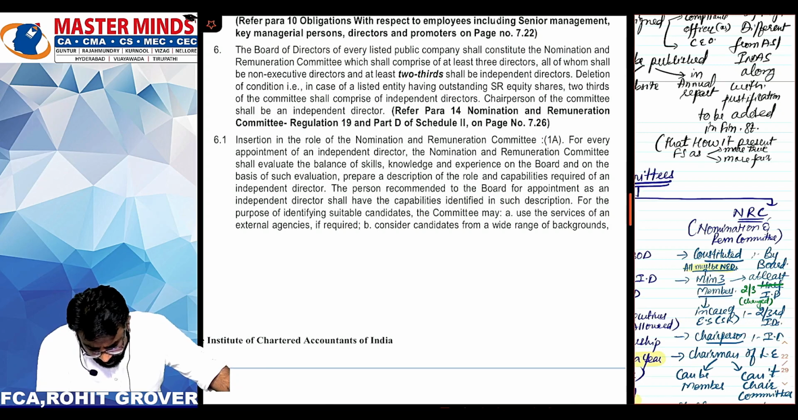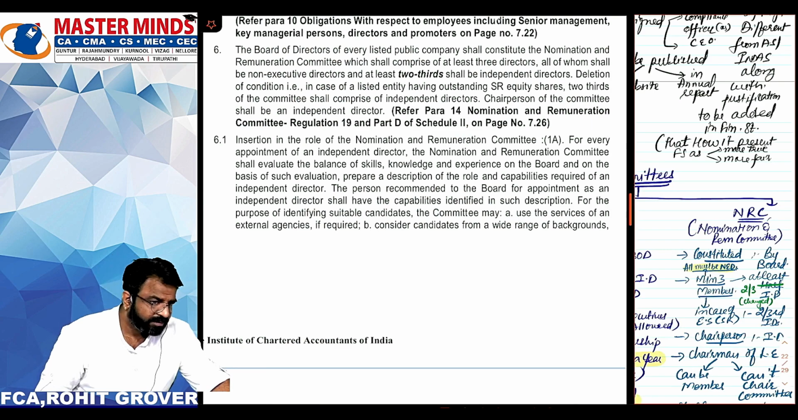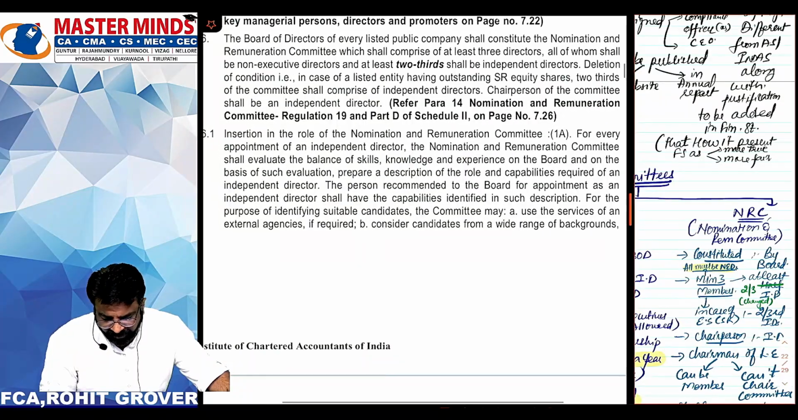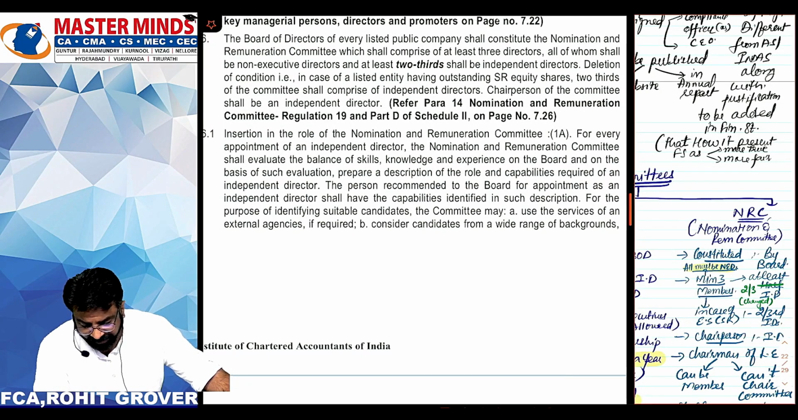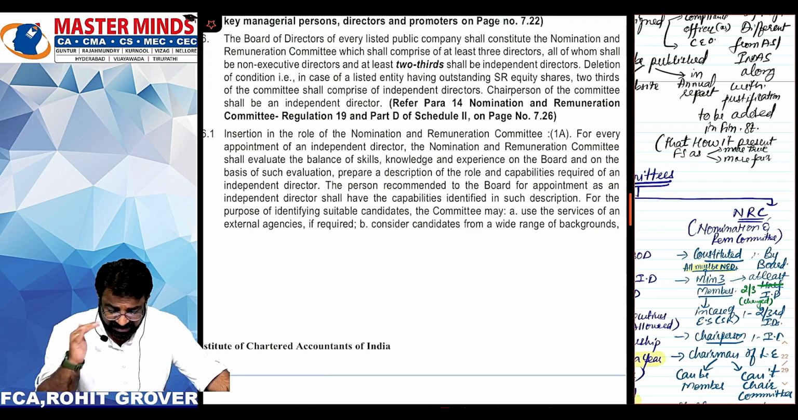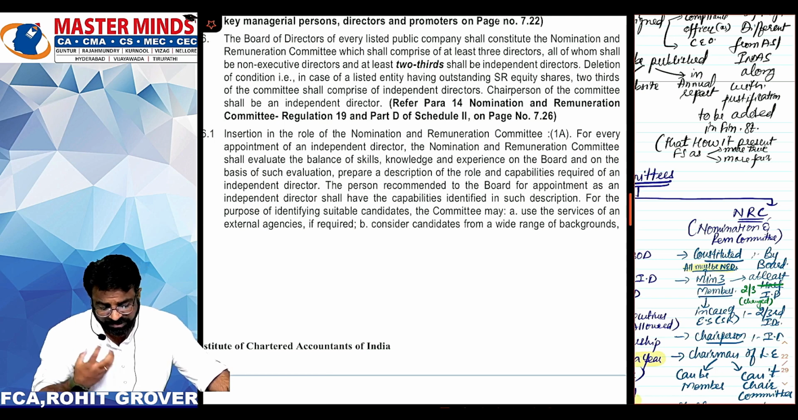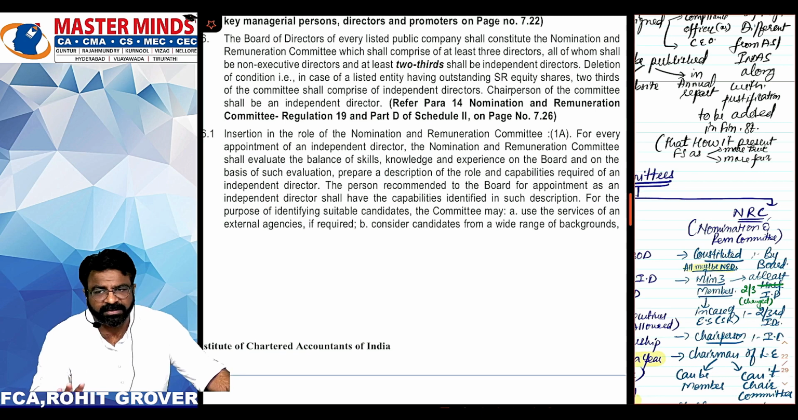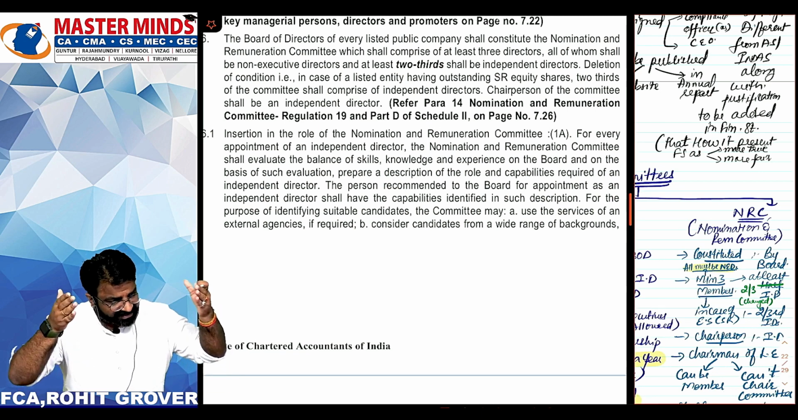Then role of nomination and remuneration committee has been elaborated. So they are saying that for every appointment of an independent director, the nomination and remuneration committee shall now first evaluate the balance of skills, knowledge, and experience on the board, and on the basis of such evaluation, prepare a description of the role and capabilities required of an what? Independent director. So now they are saying that just because we want an independent director, we will not appoint an independent director. First, we'll analyze our existing board.